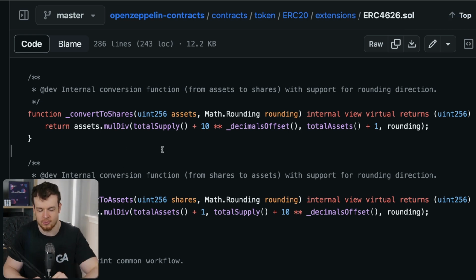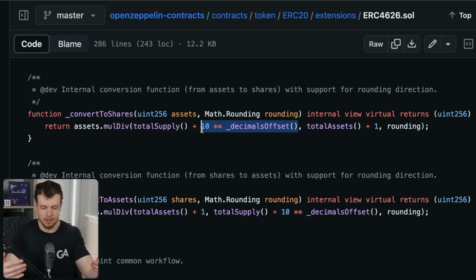But you'll notice there's a slight difference here, where we have a shift. We have added a decimal offset, right? So there's this 10 to the power of the decimal offset. Now, by default, the decimal offset is 0. So we'll just talk about this being plus 1. 10 to the 0 is 1, so plus 1, and then we can talk about when the decimal offset is greater than 0 after we understand the most basic case.